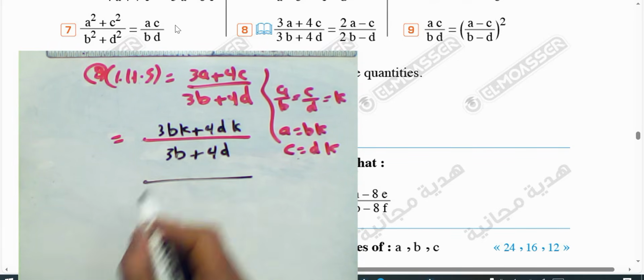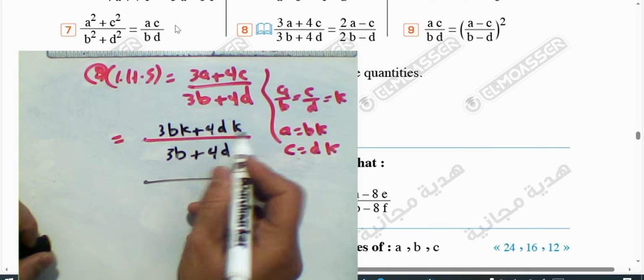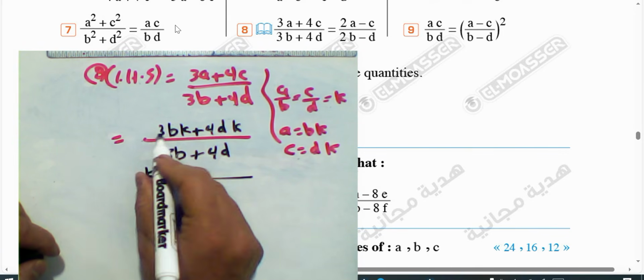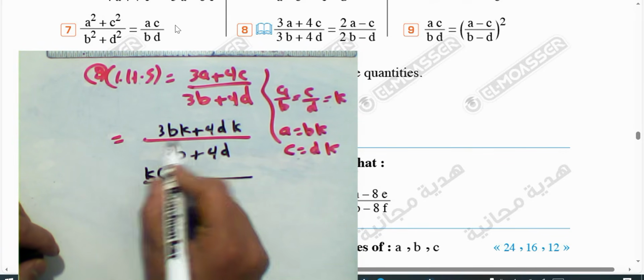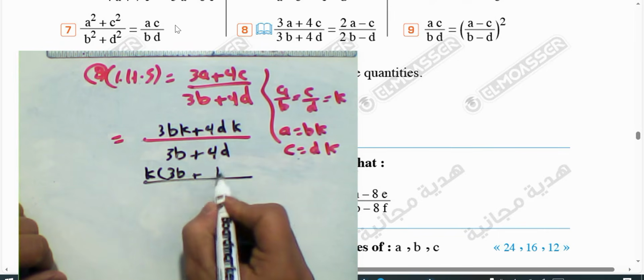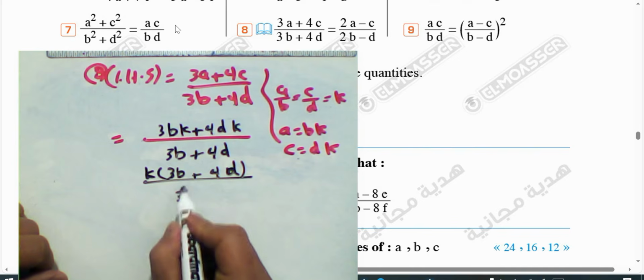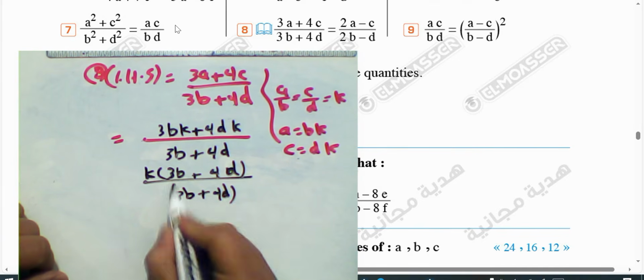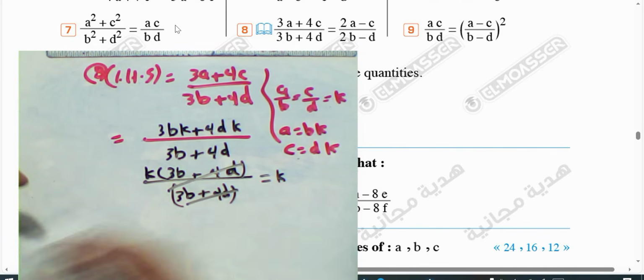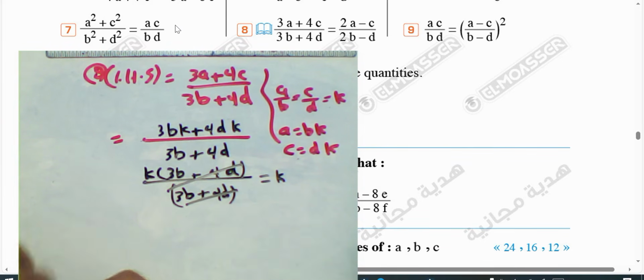You can write the common factor up. We have here k was repeating, then the remainder here it will be 3b. If you divide this term by k and divided by k here it will be 4d. Down here 3b plus 4d, you can cancel, the result will be k. Okay, it's left hand side.